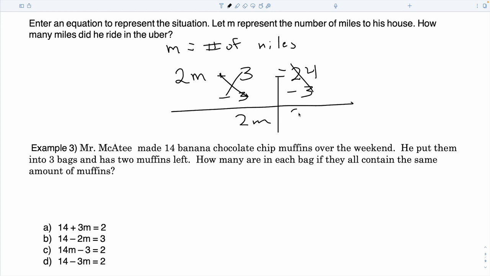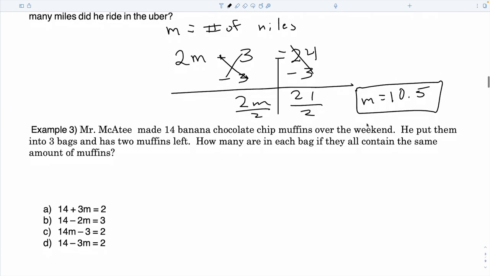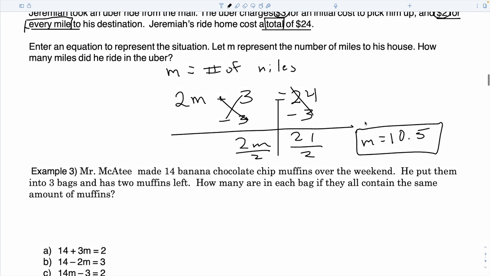Ugly number. Darn it, I didn't mean to do this. We're going to divide by 2, and we're going to get m equaling 10.5. I'm going to change the number for the next class, but you guys get a fancy old decimal, Tessa. You could do 10.5, sure. So the answer for this is, how many miles did he ride in the Uber? He rode 10.5 miles.